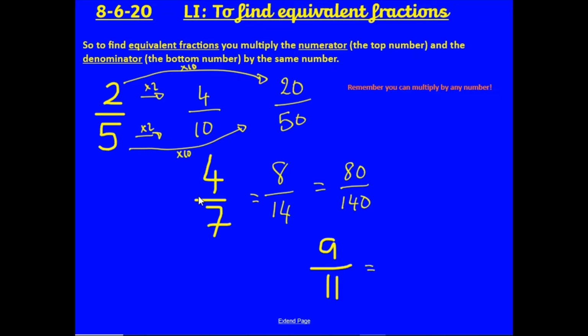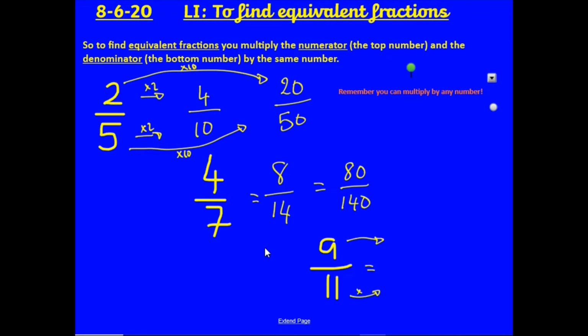And again, 9/11, I could multiply it by any number I wish, and that is what my little hint here is. Remember, you can multiply by any number. You could multiply by 2, 3, 4, 5, 6, 100, 1,000, 10,000, and it wouldn't matter. As long as you do the same to the top, the numerator, and the bottom, the denominator, it will leave you with an equivalent fraction. Equivalent, remember, means the same.